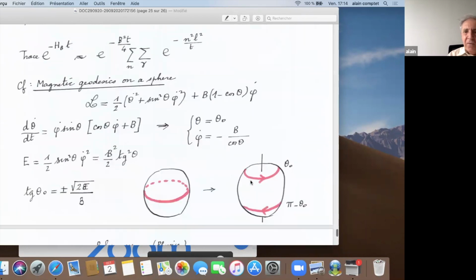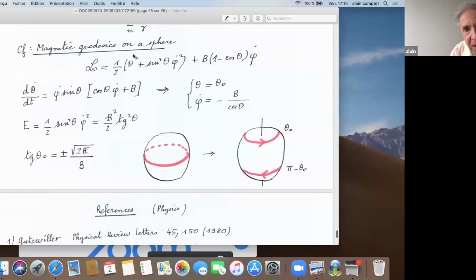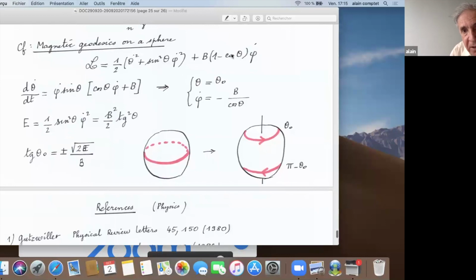Maybe to understand more clearly what happens, I have drawn here the case of a sphere, which is more familiar to most of us. If you look at magnetic geodesics on a sphere, this would correspond to putting a magnetic monopole at the center of the sphere. The Lagrangian is given here. So you have the free kinetic term, plus a term which comes from the magnetic monopole.